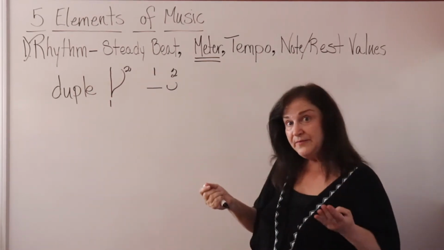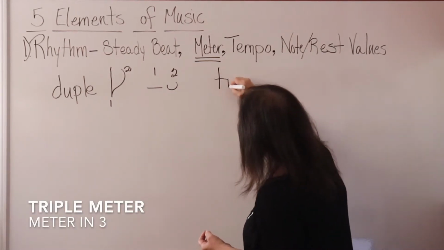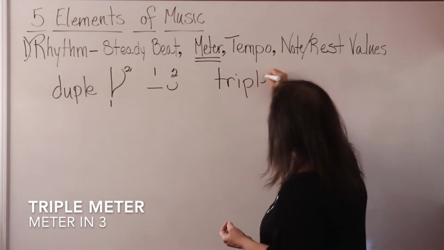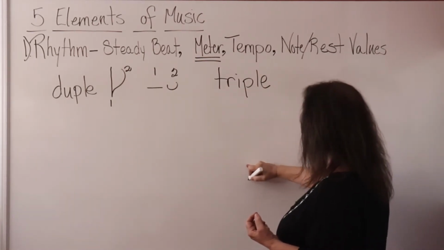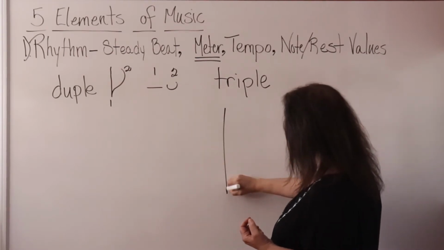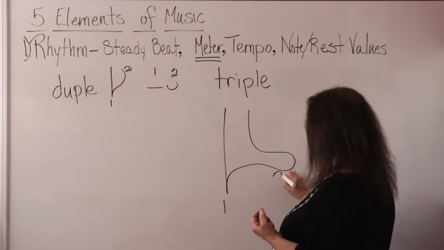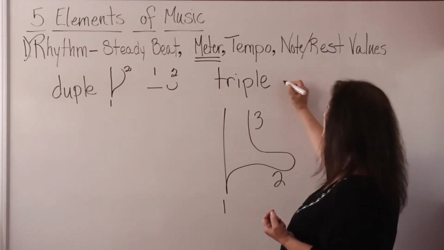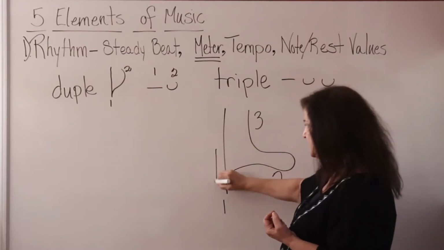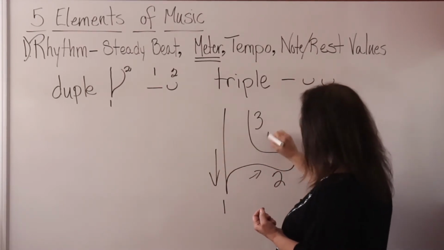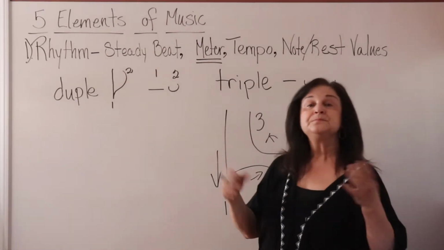The next meter we're going to talk about is triple meter. Triple meter, as you can tell, is meter in 3. And we see the conducting pattern as accent 1 down to the right and then up. So this is 1, 2, 3. And it looks like this. Accent, unaccent, unaccent. Down, up, up.